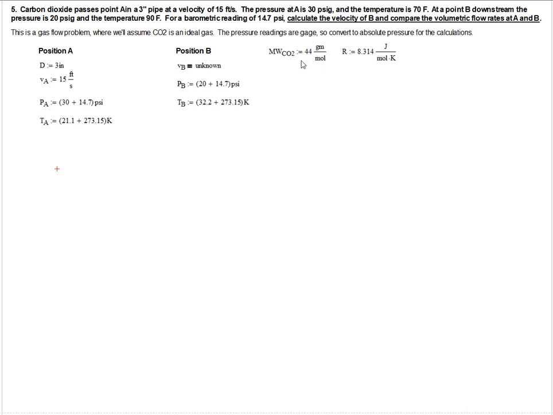Another thing that I input is the molecular weight of CO2, because we are probably going to need to use a continuity equation, and so if we need to convert molar density to mass density, we need the molecular weight and we need the ideal gas law constant.